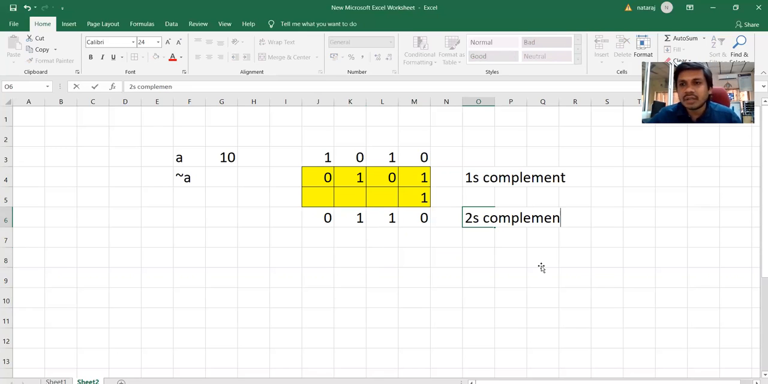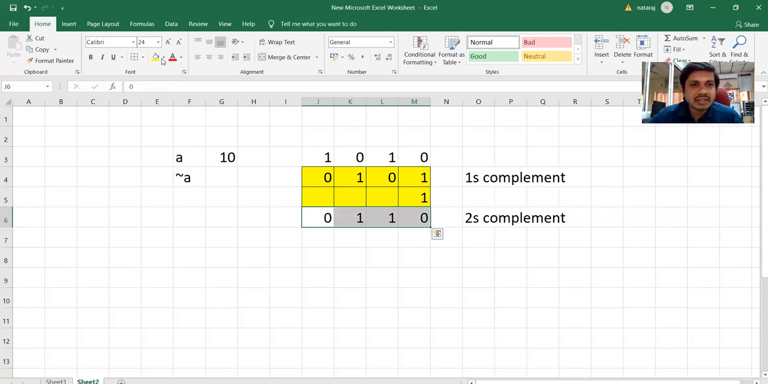This is called 2's complement. So this is your result, and I'm making it in, say, global. This is your question.